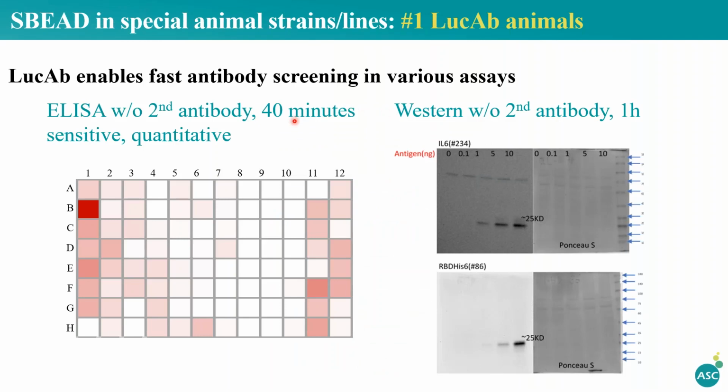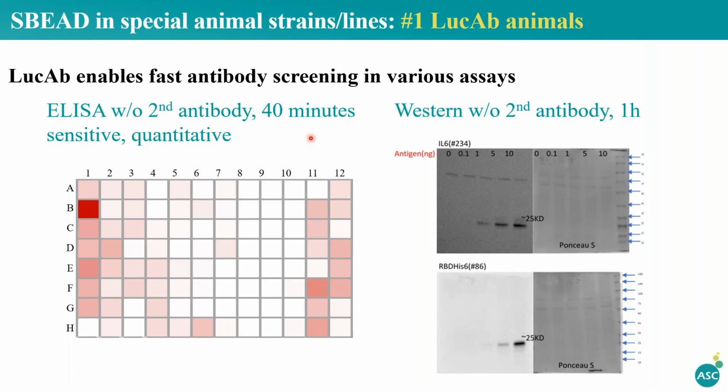The LucAb, because it naturally carries the luciferase reporter, can be used in many assays without using a secondary antibody. By bypassing the secondary antibody, the assays can be carried out faster, and it involves fewer experimental steps to reduce experimental mistakes, especially when the lab staff needs to handle a lot of antibody samples.